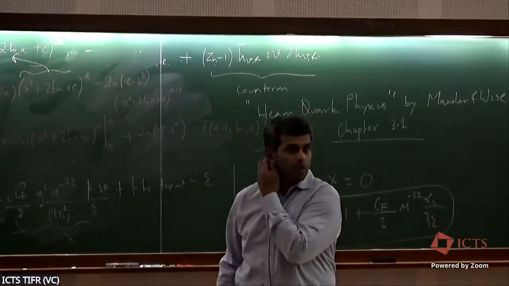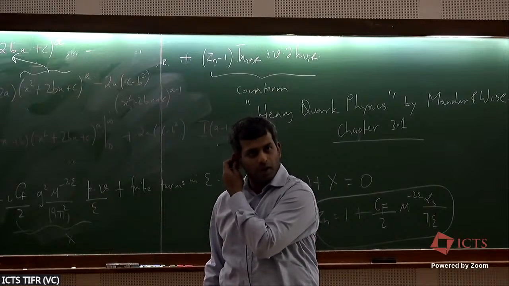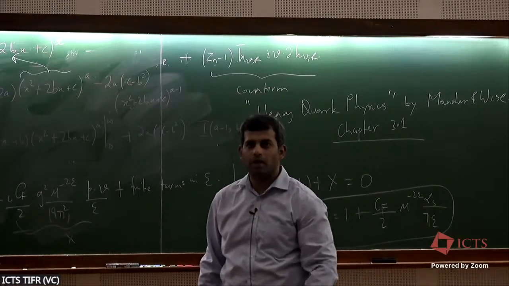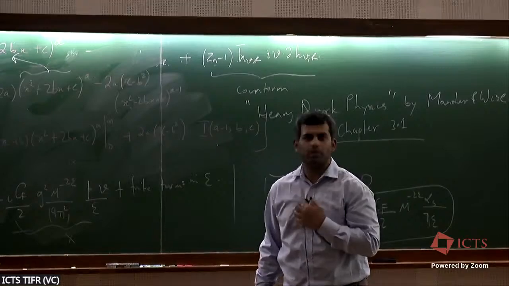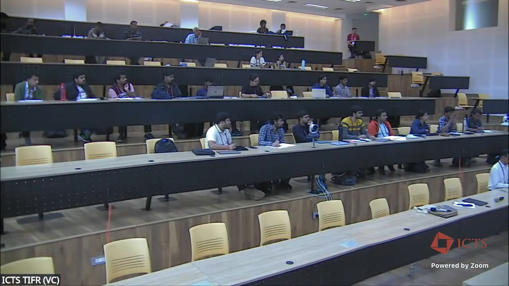So this ends my tutorial. On Thursday, after Professor Rishi has gone over the heavy-light current, we might try to do some other calculations, like the anomalous dimension of CF. This is the last one by Abhishek.